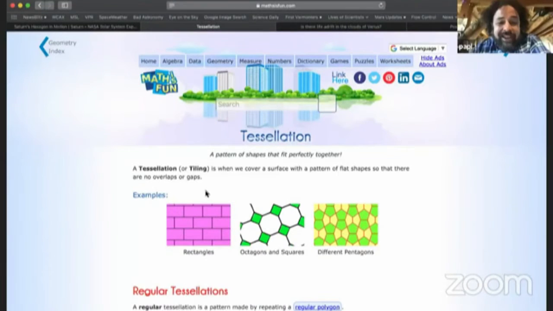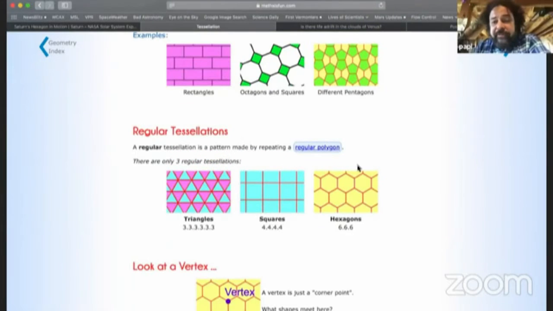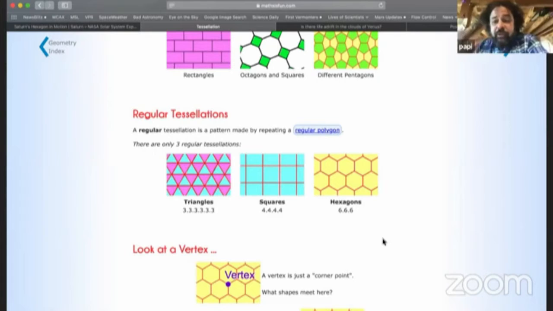And on mathisfun.com, they have a really cool introduction to tessellation. You can see rectangles, a brick wall, that's tessellation, right? But that's designed by people. Regular tessellations are one where there's only one shape involved. And there's only 3 possible regular tessellations: triangles, squares, or hexagons. Those are the ones where it's the same shape repeated over and over again.